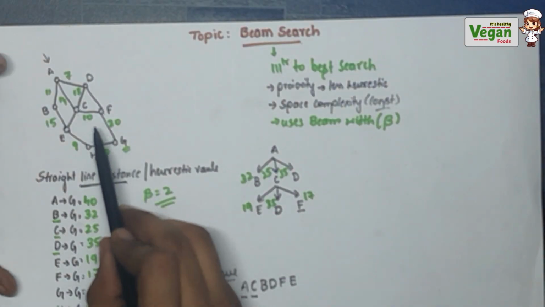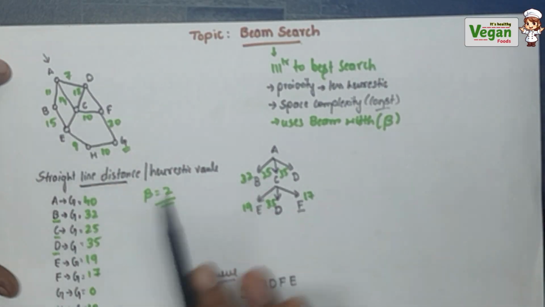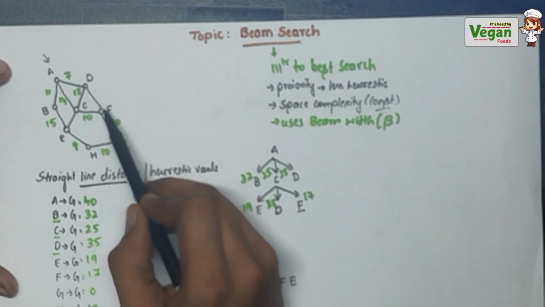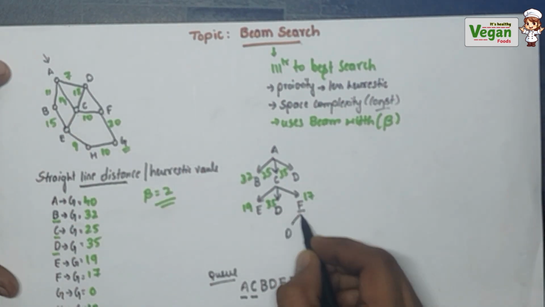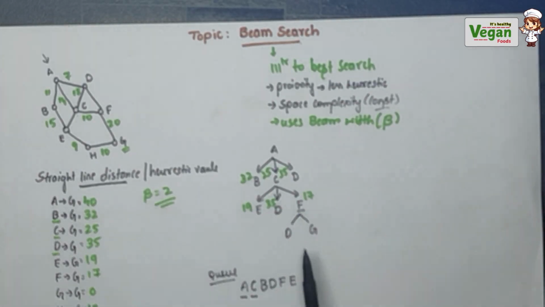From F, what are the possible paths? I can go to C, but I should not go because it is my source. I can go to D, and I can go to G. You can write D or you can leave it out, because it will not be the answer you want, since D is already traversed.